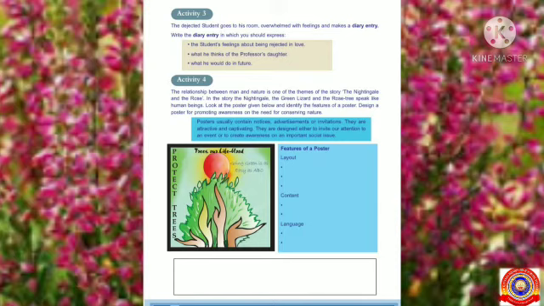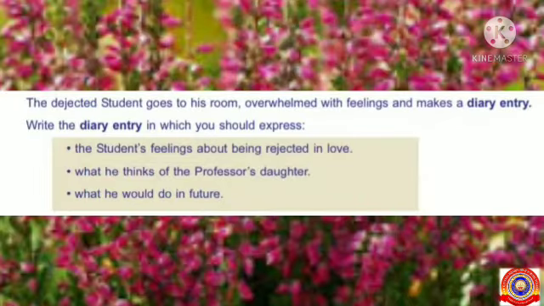Students, now all of you take page number 150. Look, activity 3. All of you read the question given there. The dejected student goes to his room overwhelmed with feelings and makes a diary entry. Write the diary entry in which you should express the student's feelings about being rejected in love, what he thinks of the professor's daughter, what he would do in future.